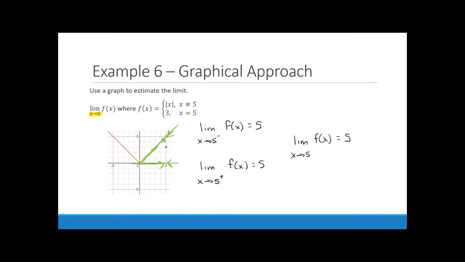Even though the actual number at x equals 5 is not 5, that doesn't matter, because we're not asking what the actual value at that location is. We're asking where the graph is heading. The graph could be heading to a completely different number than what is actually there.